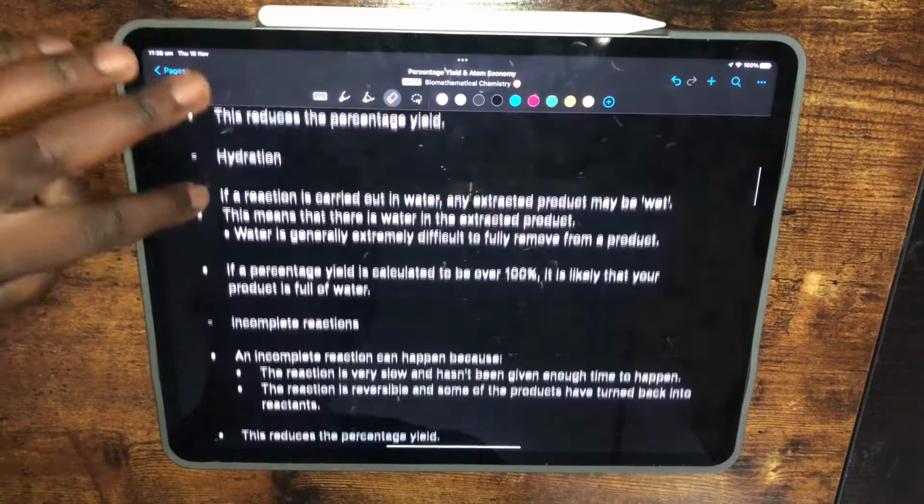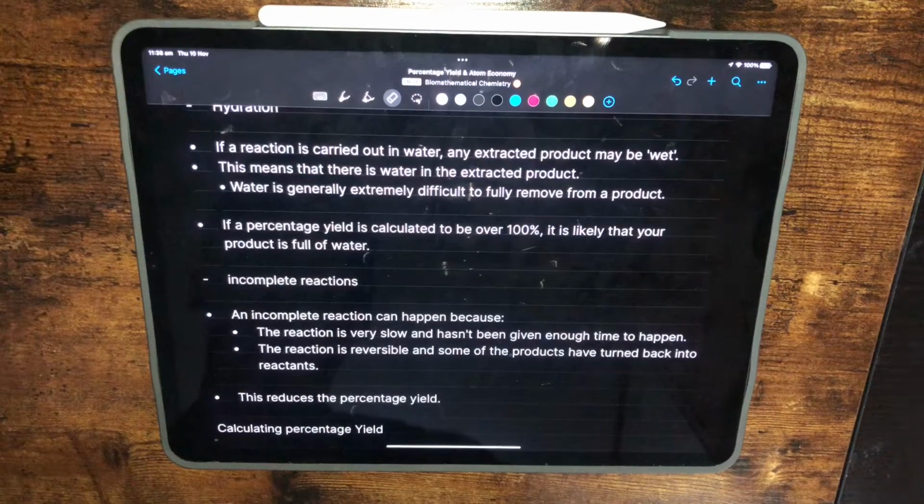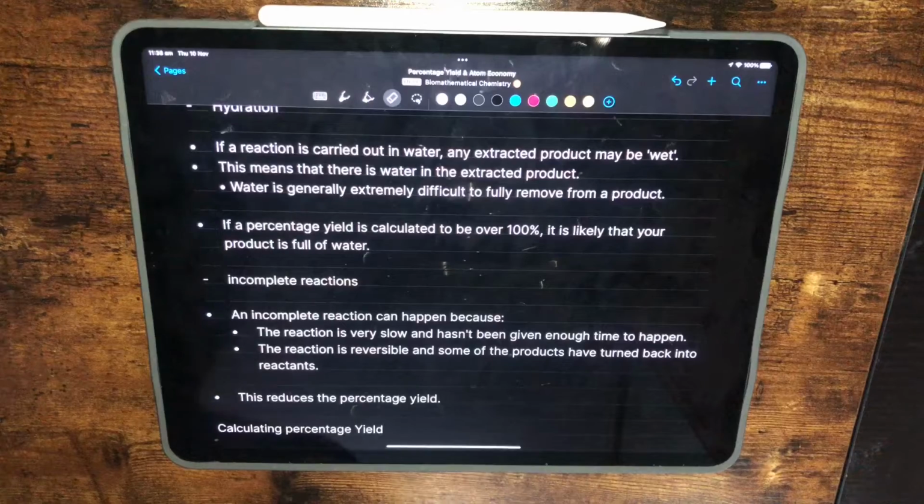Right. Hydration. If a reaction is carried out in water, any extracted product may be wet. So this means that there's water in the extracted product. Water is generally extremely difficult to fully remove from a product. And if you get a percentage yield that's calculated to be over 100%, it's likely that your product is full of water.